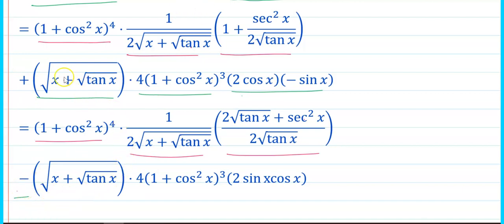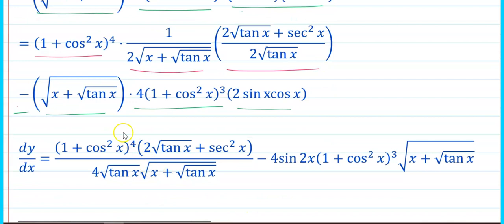Okay. Next, in root of x plus root of tan x, this is the second one, 4, in bracket 1 plus cos square x, bracket cube. And what about here? 2 sin x into cos x. But 2 sin x into cos x is sin of 2 times x. That term is also taken here.